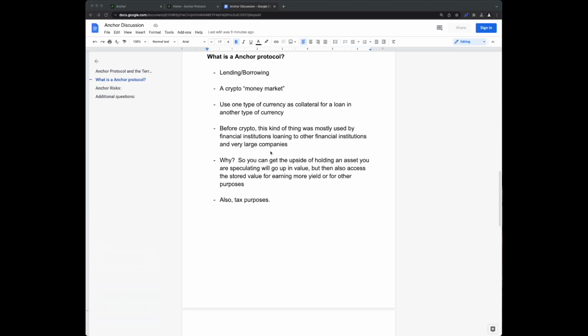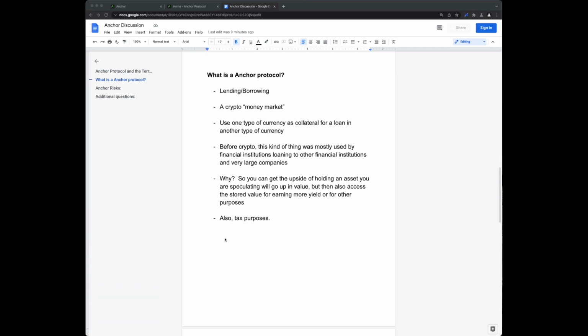So what is the point of that? Well, if you're really bullish on Luna, then you can keep holding your Luna and speculate that it's going to go up in value. But then you can also access the value that's stored in that Luna and use that UST to earn more yield or to do something else with.